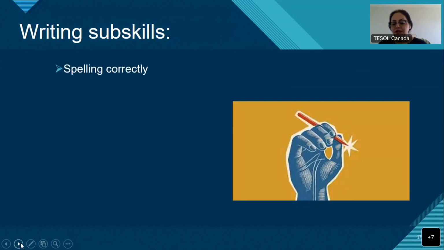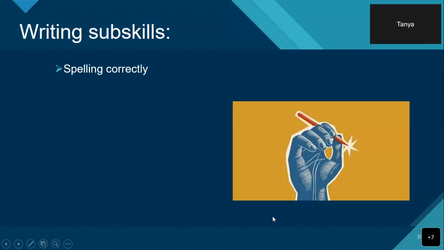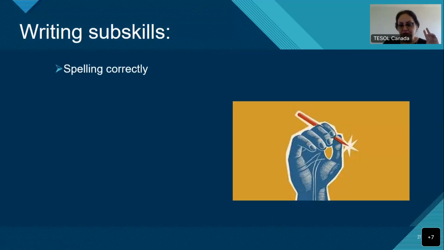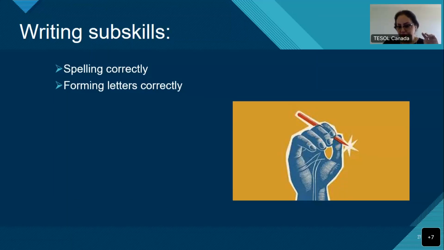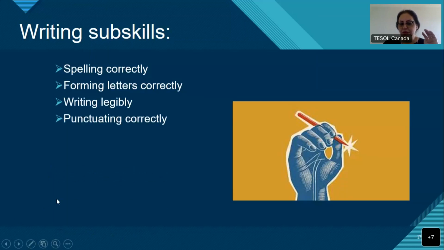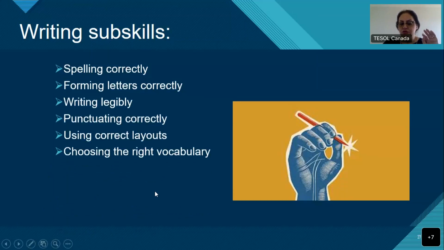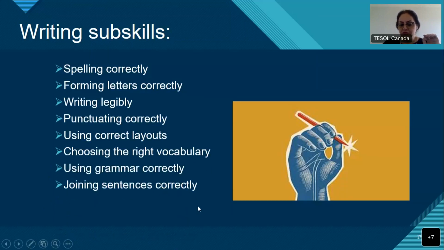So what are the sub skills of writing? One is spelling. What else? When you teach writing, you work on their spelling, punctuation. I also work on things like more interesting words. So we take a word like nice and try to find other words for that word. Vocabulary, to expand your vocabulary. Very good. Okay, forming letters, writing legibly, punctuation, using correct layouts, choosing the right vocabulary, as your friend said, and using grammar correctly, joining the sentences, cohesive devices.